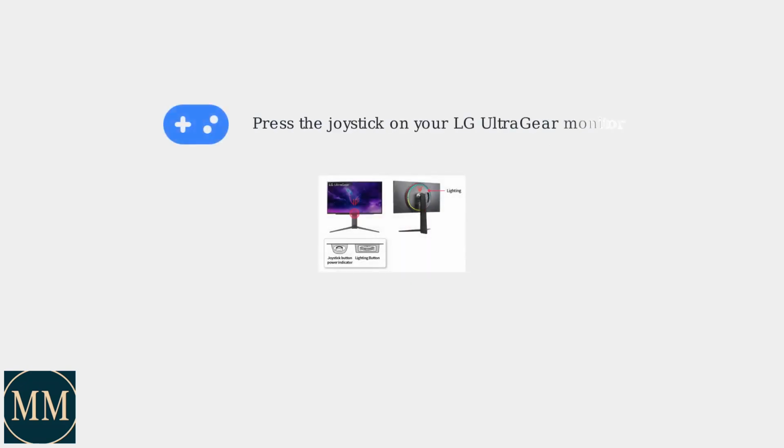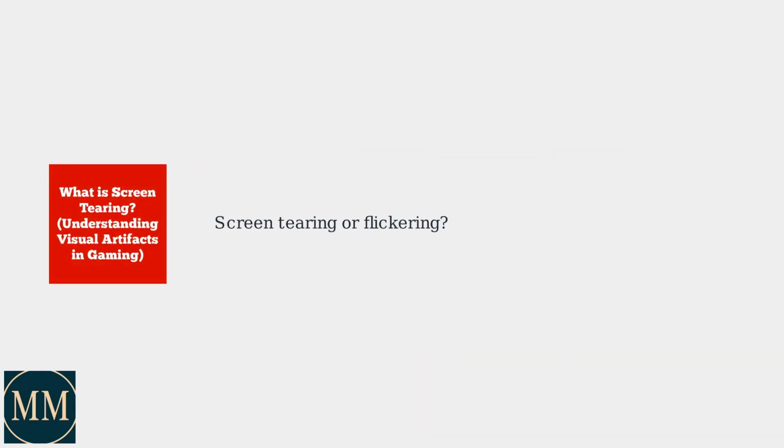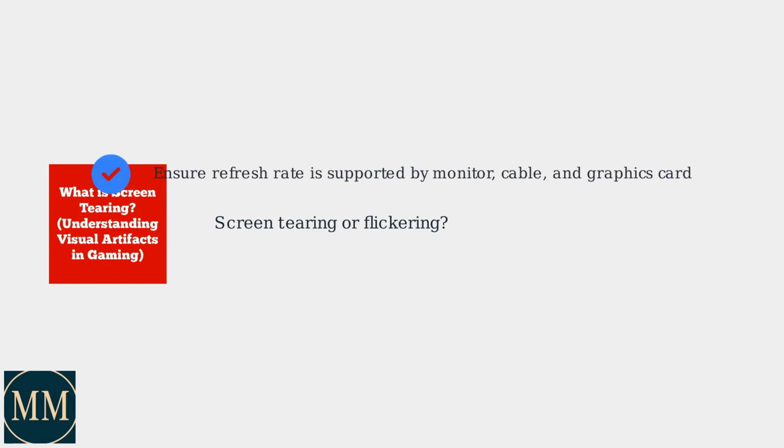Access the OSD menu by pressing the joystick on your LG UltraGear monitor. Navigate to General or Picture, then Game Mode to find refresh rate settings. Some models allow direct selection of refresh rates, while others offer game modes that automatically adjust the refresh rate. Confirm changes to apply.